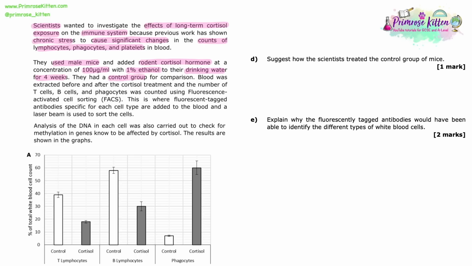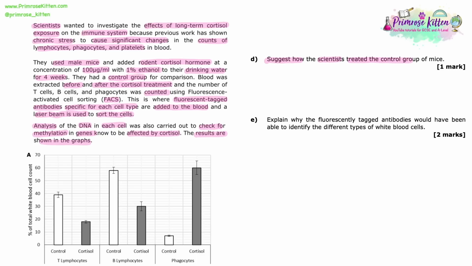Blood was extracted before and after the cortisol treatment, and the number of T cells, B cells, and phagocytes was counted using fluorescence-activated cell sorting, or FACS. This is where the fluorescent tag antibodies specific for each cell type are added to the blood, and a laser beam is used to sort the cells. Analysis of the DNA in each cell was also carried out to check for methylation in genes known to be affected by cortisol. The results are shown in the two graphs. I'm only going to show one here just because of space. We'll look at the graphs when we need them on the same page.